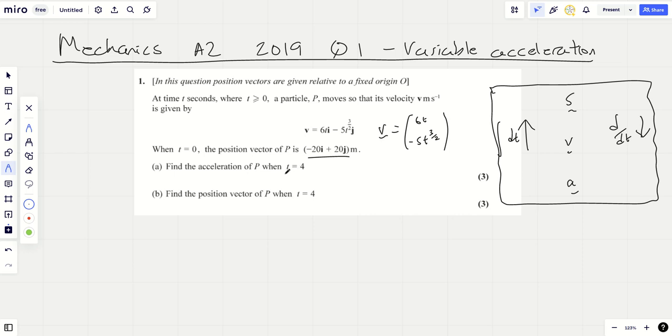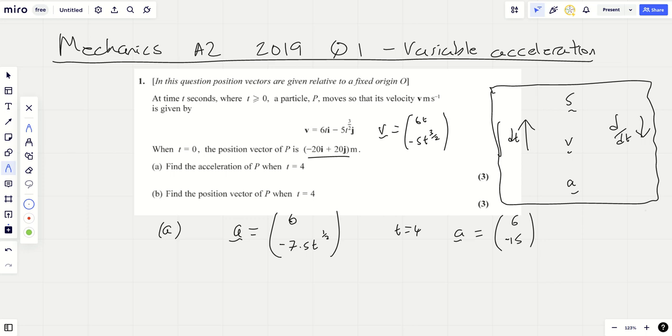Now, it wants us to find the acceleration first when t equals 4. So I'm just going to differentiate that to find the acceleration. And so I'm going to say a equals 6, and the y component is going to be minus 7.5 t to the power of a half. So reduce the power by 1, and I've multiplied by the old power. And t equals 4, and so a is going to be 6, and then root 4 is 2, 2 times that is minus 15.